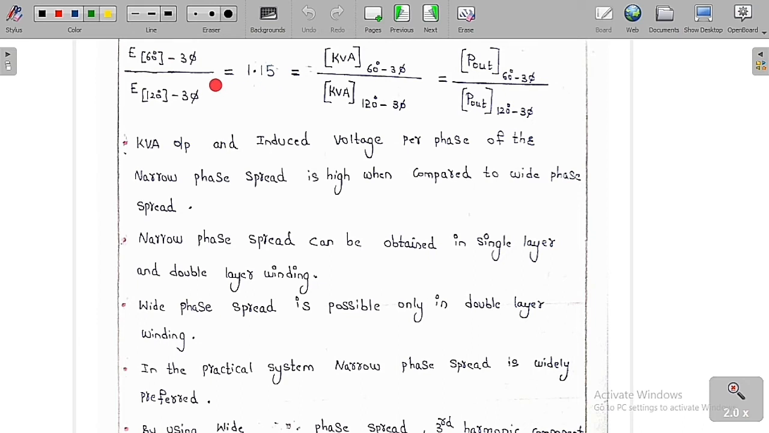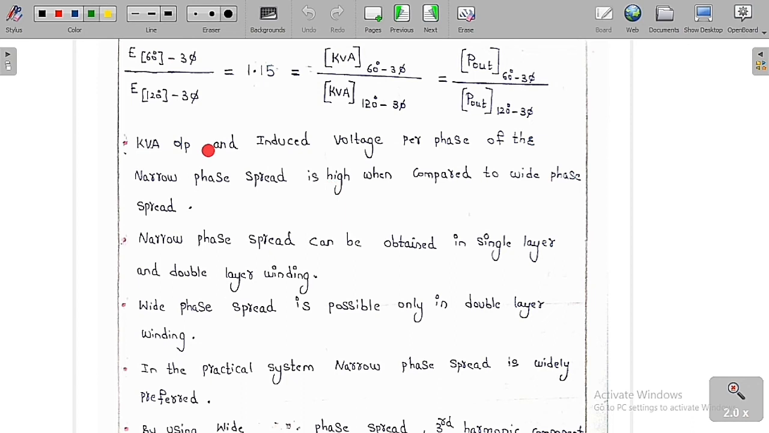So simply we can say that finally, in a three-phase system, the kVA rating and the active output power of the 60 degree phase spread are always higher than the EMF induced, the kVA rating or the active output power of a 120 degree wide phase spread. So this numerator is always greater than the denominator, and the ratio is always equal to 1.15. So we can say simply that the kVA, the output and the induced voltage per phase of the narrow phase spread are higher when compared to the wide phase spread, because we have seen clearly from this expression. In a three-phase system, the ratio is always equal to 1.15.